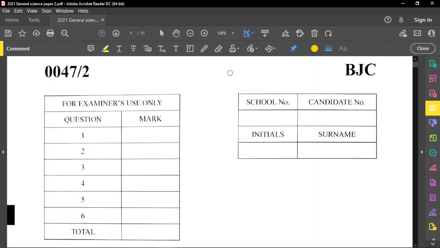Welcome, everyone. Today, we're doing another BJC past paper, and we're going to do a general science paper. But before I get into that, I want you to remember, once you're going to do the exam, always write a school number, your candidate number, your initials, and your surname. That's very important for you to do so.